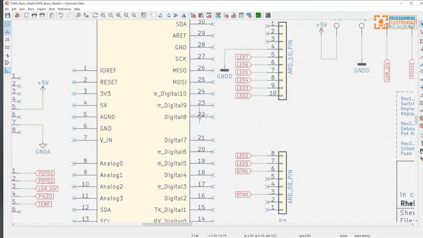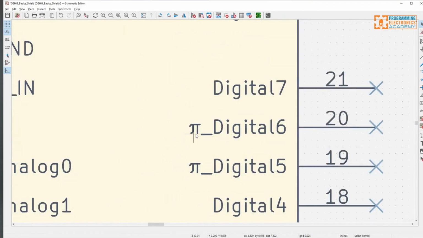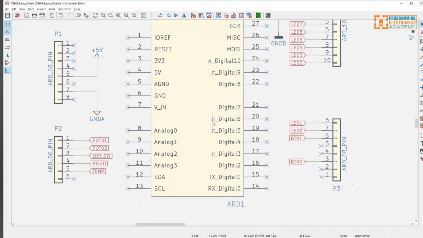On the board, I noticed that you've got that P in front of some of the digital pins on the right there. What is that? That just means that this pin is capable of PWM. You just came up with the P for pulse width modulation. Correct. Because you're making decisions as you build it.